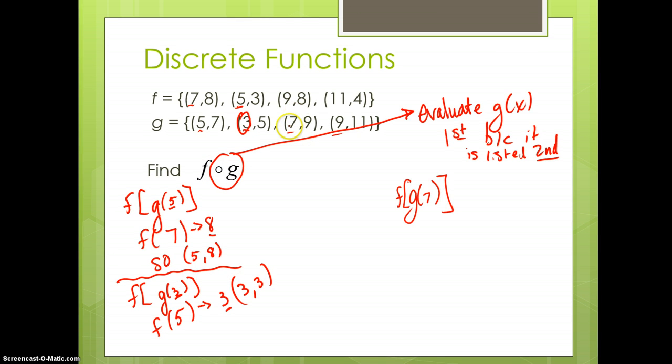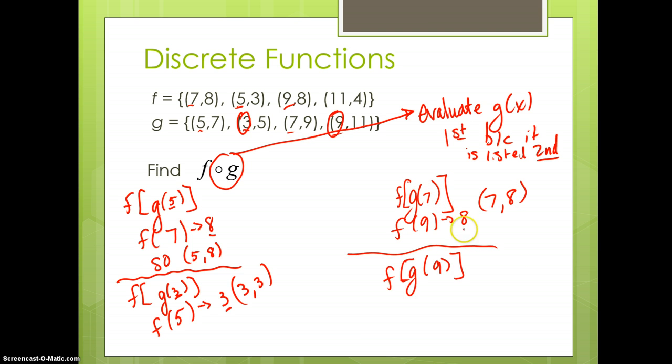Our next x value in the g function is 7. So we're going to do g of 7. G of 7 was 9. So we are doing f of 9. F of 9 is 8. So we get the point (7, 8). X was 7, the output was 8.